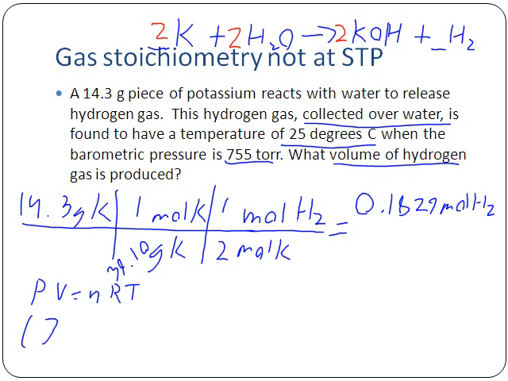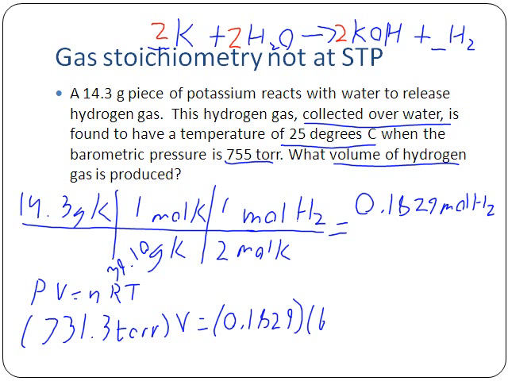So 731.3 torr times the volume, which is what we're looking for, equals n, which is the one we just found, 0.1829 moles, times R, 62.366, and then times the temperature, which is in Celsius right now, 25 degrees Celsius, so 273.15 plus 25 gives us 298.15 Kelvin. And so at this point, all we have to do is simply solve for our volume. And so we'll divide both sides by 731.3.